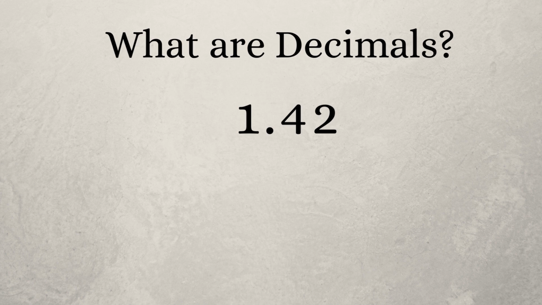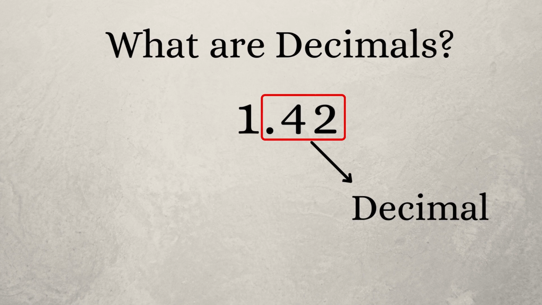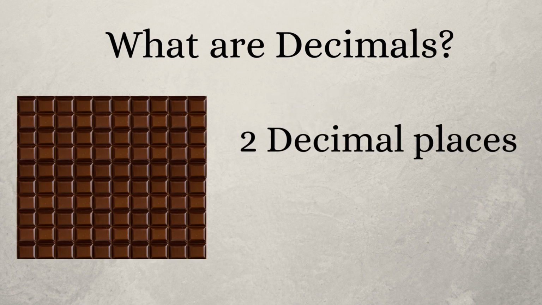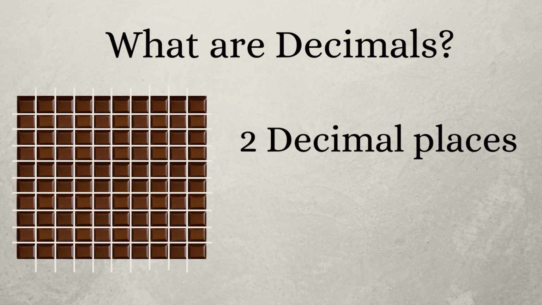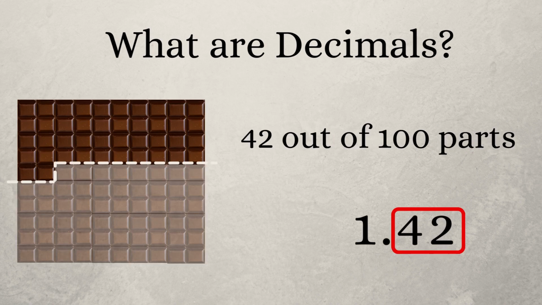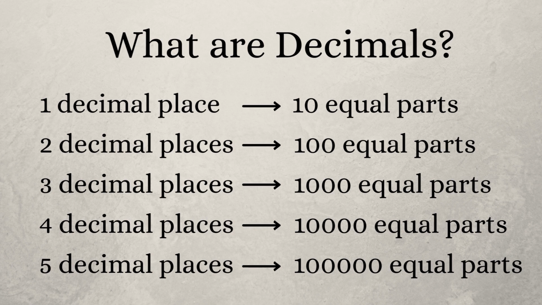Now let's consider the decimal 1.42. Here the decimal part 0.42 has 2 numbers. So that means our whole has to be divided into 100 equal parts and not 10. So to represent 0.42, we would be considering 42 out of the 100 parts. And in case we have 3 decimal places, we would be dividing the whole into 1000 equal parts. And the list goes on.